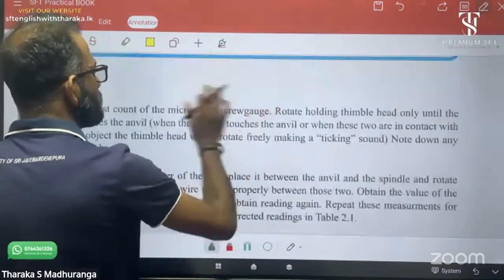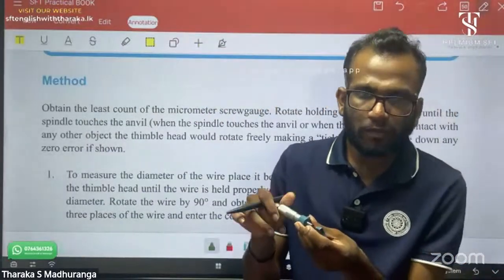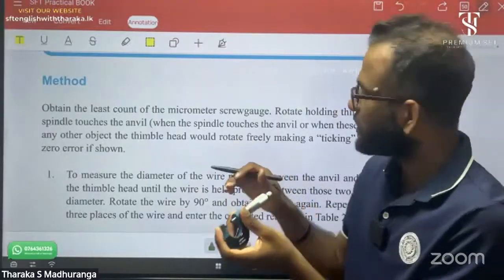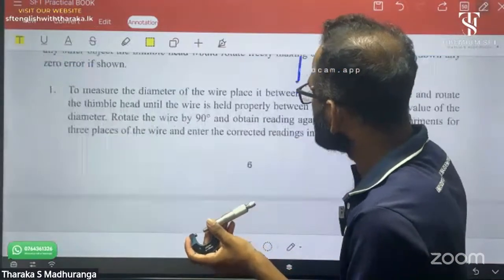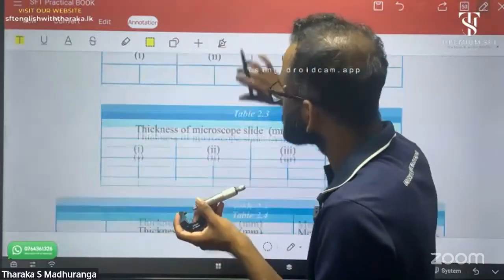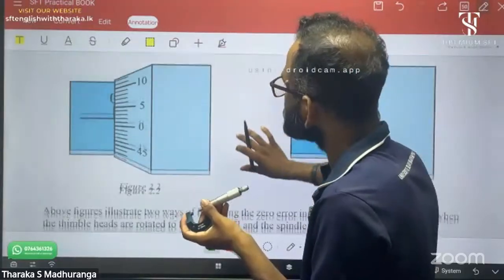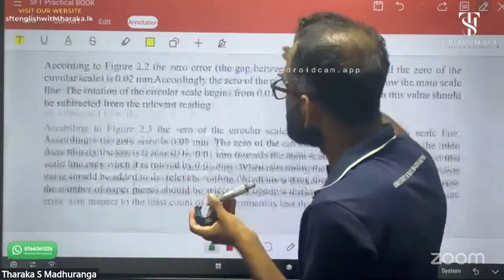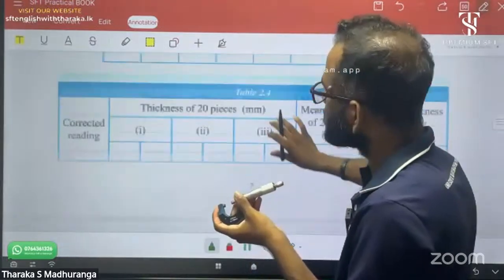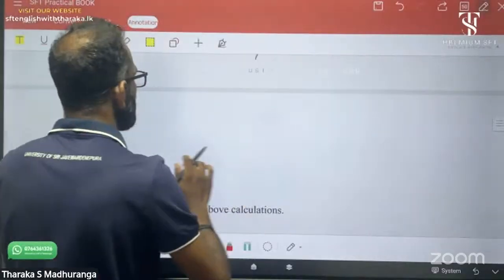Okay. The next thing, the main scale or linear scale of the micrometer screw gauge. The main scale is calibrated on a sleeve, an iron sleeve, like this. It is calibrated on the iron sleeve.